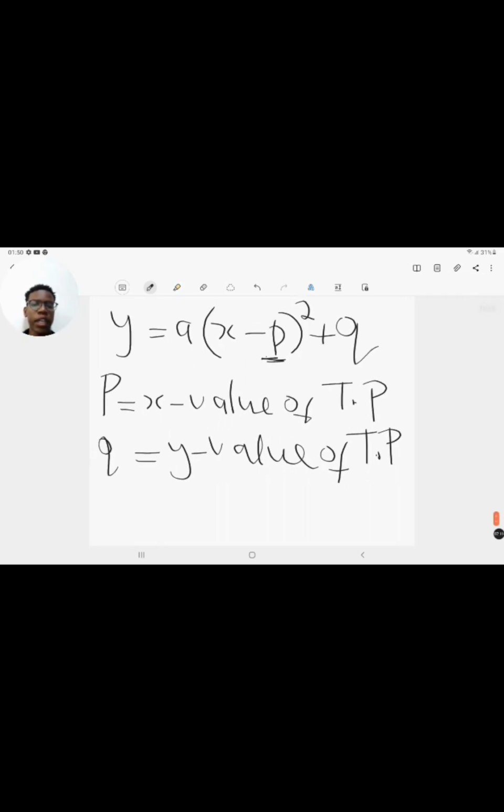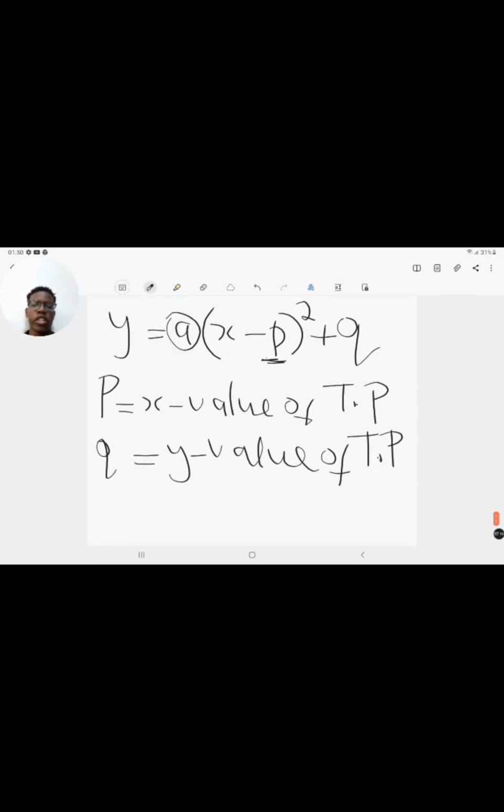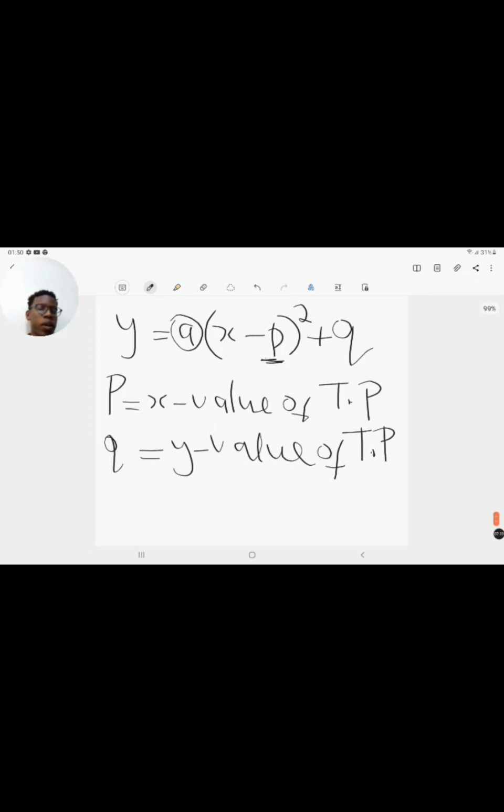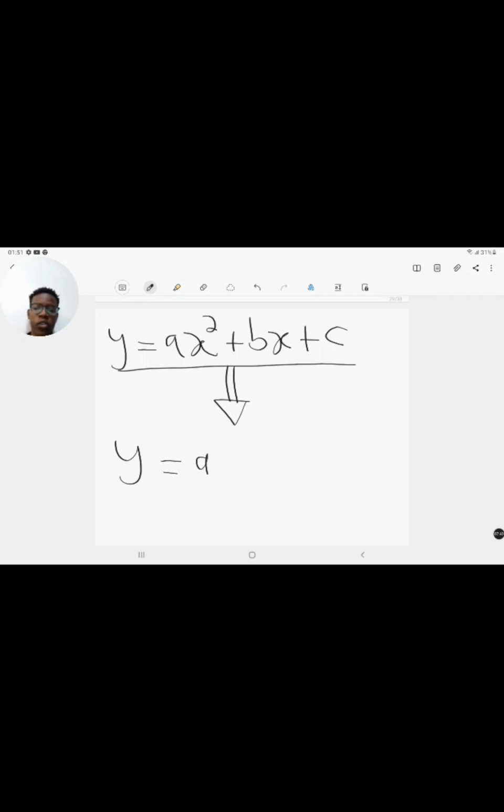So that's basically what those mean. So a is just a coefficient, p is the x value of your turning point, q is the y value of your turning point. Now, remember the standard form that we started off with, y is equal to ax squared plus bx plus c. We can actually transform this standard form into the form that we were just looking at right now, and I will show you during the course of this video how to do that.